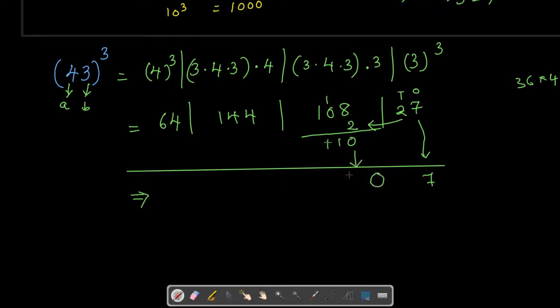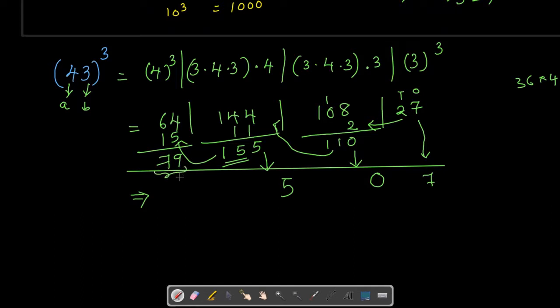That is, I'll take a 0 here, and again I'll add this 11 over here. So when I add 11 over here, I get 155. And from that, I'll again take a 5 in the below and add the rest, 15, to the next number. So when I add 15 over here, I get 9 and 7, which is 79. So now in the last step, I will be taking the entire 79 in the below, and the number we get, the cube, is 79,507. Right? Isn't it easy?